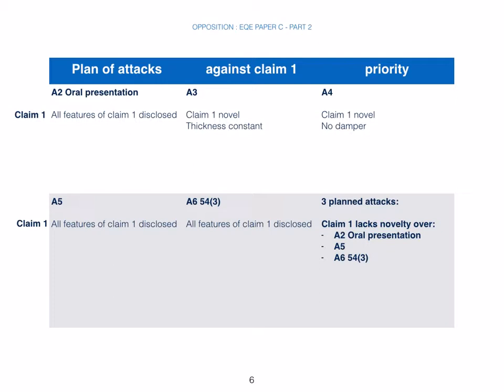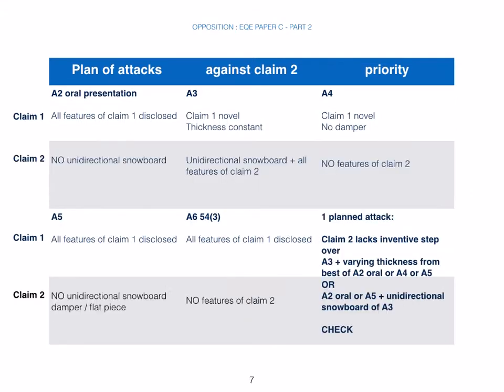Next is the plan of attacks against claim 2. Here I've represented the double rows of claim 1 and claim 2 of the novelty matrix, because claim 2 includes the subject matter of claim 1. You can easily ascertain from the novelty matrix that claim 2 is novel over each prior art document A2 to A6. So we're looking for lack of inventive step.